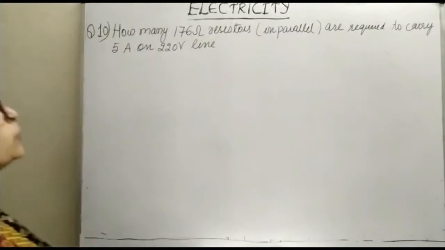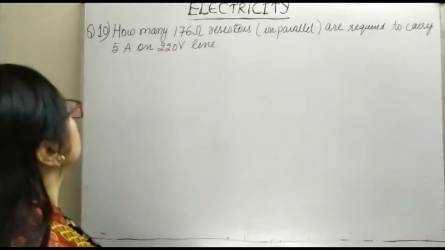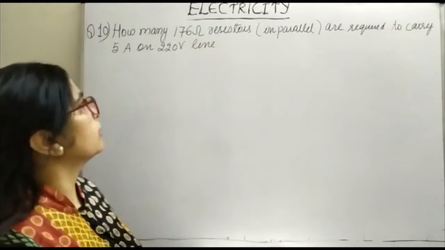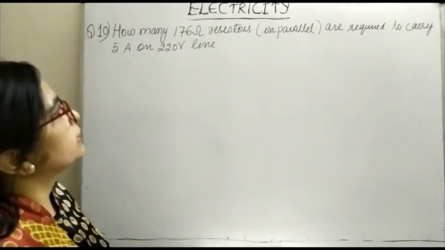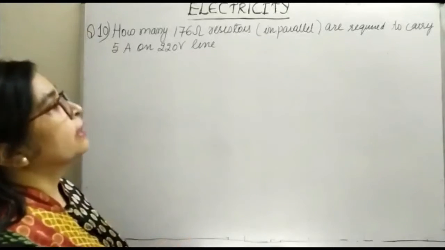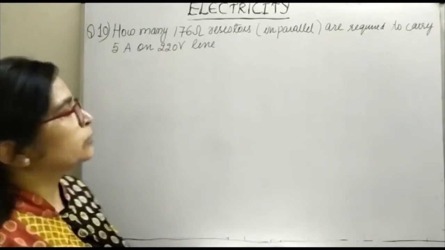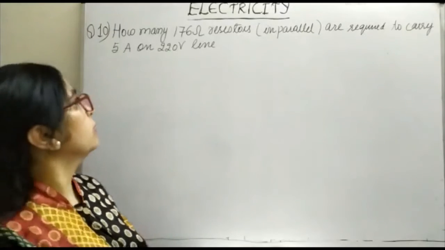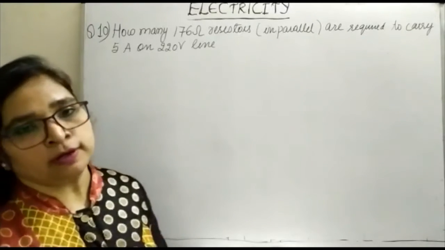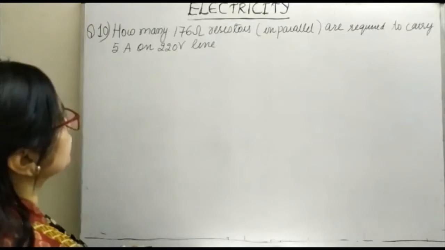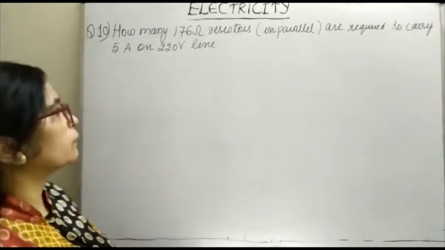Hello everyone. Today in electricity we are going to deal with question number 10, that is, how many 176 ohm resistors in parallel are required to carry 5 ampere on a 220 volt line.